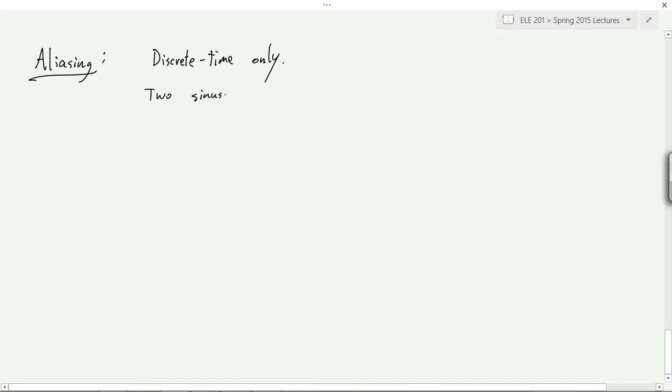2 sinusoids can be the same in discrete time. Even though it looks like in the math we've defined 2 different sinusoids, they in fact can be exactly the same. Let me give you an example. Here's a sinusoid.